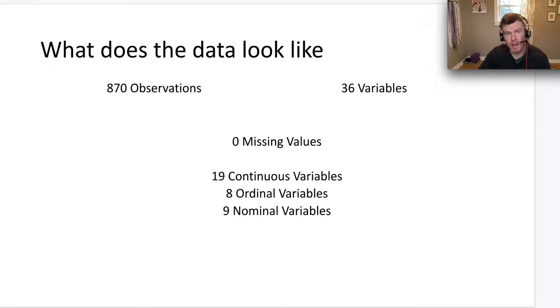Within the 870 observations, we actually found no missing values, which was pretty impressive. The 36 variables are broken down into 19 continuous variables and 17 categorical variables, 8 of which are ordinal and 9 of which are nominal.